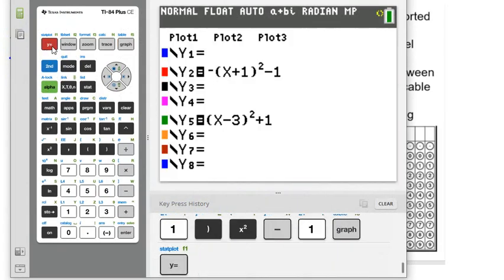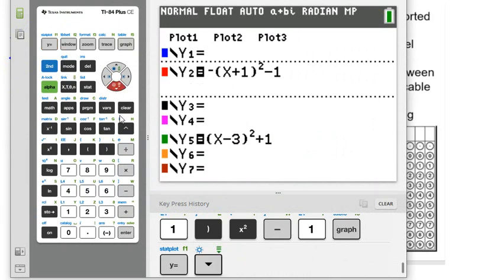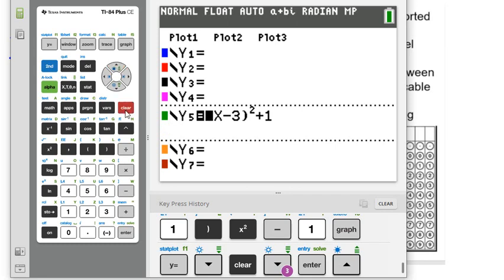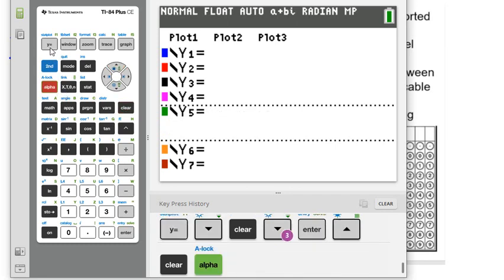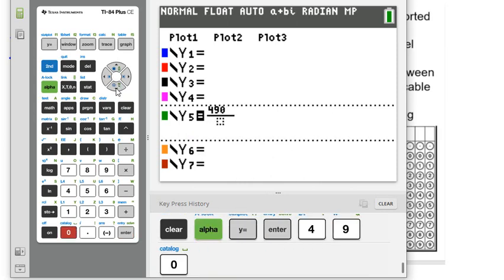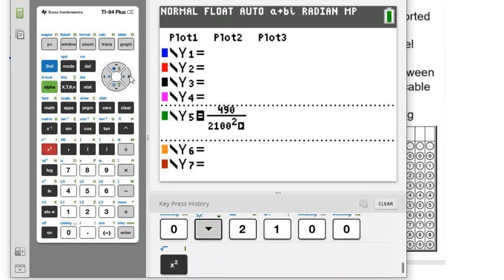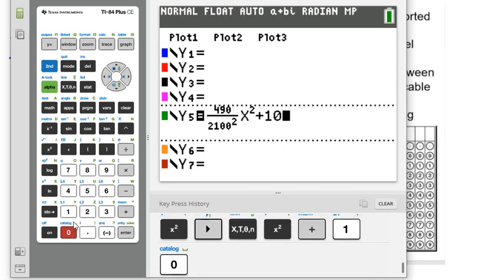Let's do that. Oops, I want to clear that out. Okay, so we go to alpha enter 490 over 2100 squared x squared plus 10. And so that's going to be your function entered, and then you can check to see where you are.